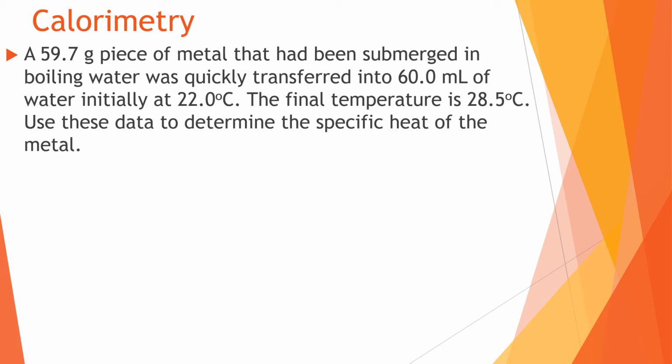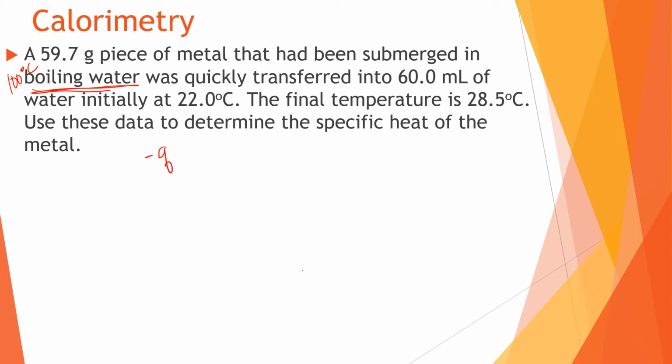All right, if you want to pause and try this one on your own, that would be a good idea. And then you can resume and make sure you got it correct. So we have a piece of metal that is in boiling water. So if it's in boiling water, remember, things are going to be the same temperature when they're touching each other. So then that means it's 100 degrees Celsius. So the metal is 100 degrees Celsius. It's put in water, and the final temperature is 28.5 degrees.